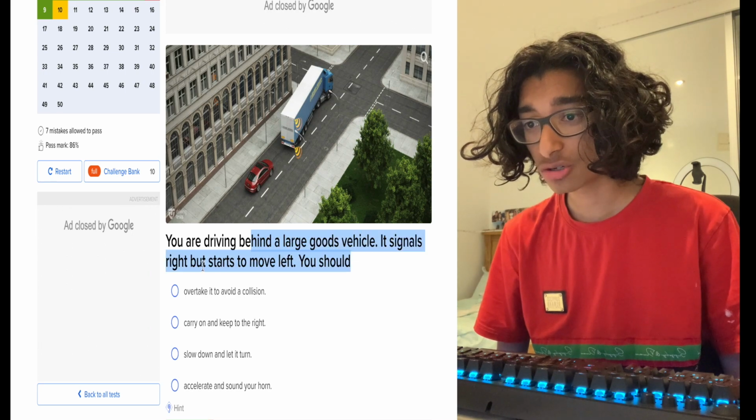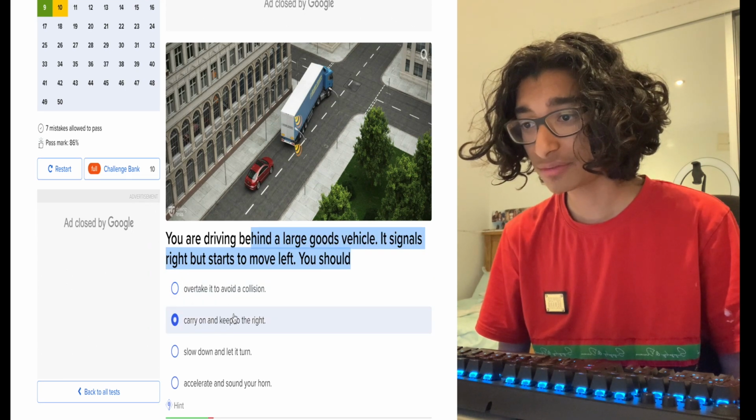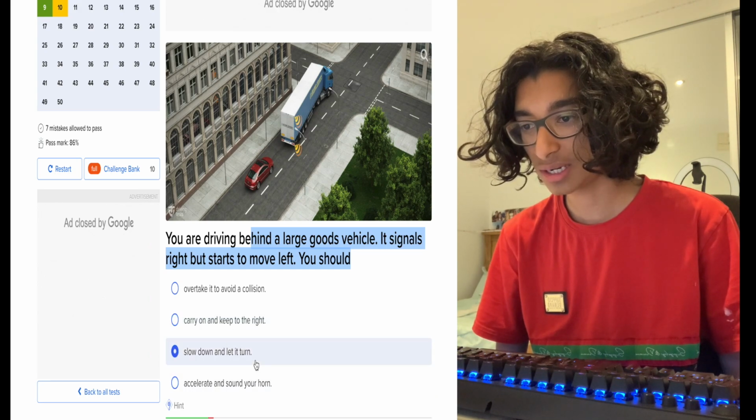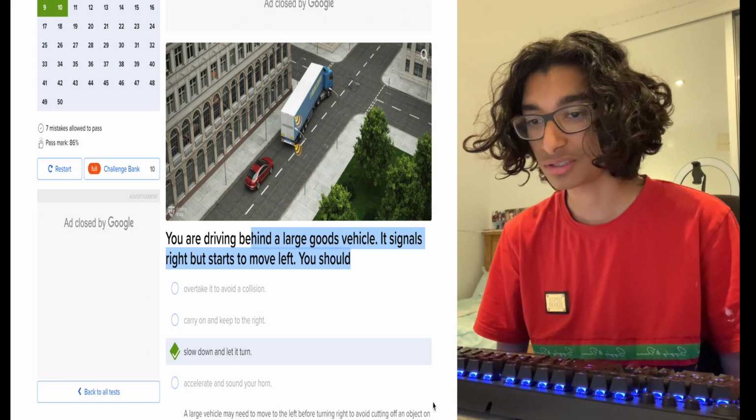You're driving behind a large goods vehicle. It signals right, but it starts to move left. You should overtake it? No. Carry on and keep to the right? No. Slow down and let it turn? Yes, you have to do that.